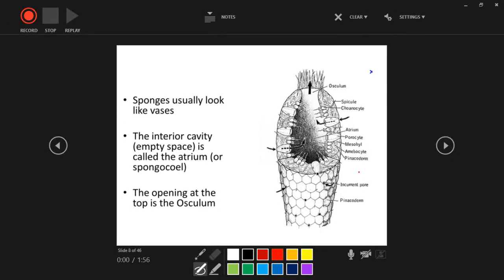So the porocyte here, you need to know that. That's why it makes it a pore animal, right? Porocyte. So these are special cells that water goes through. It's like a pore. This is the water going in. Once it goes into the sponge, this empty space is called the atrium or spongocoel. All right, so this here, atrium, spongocoel, you need to know that.